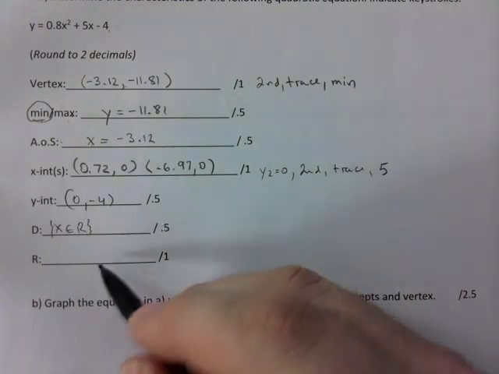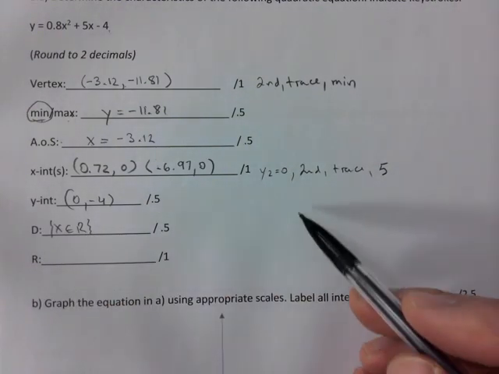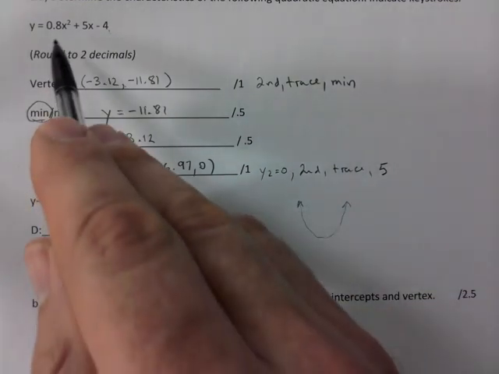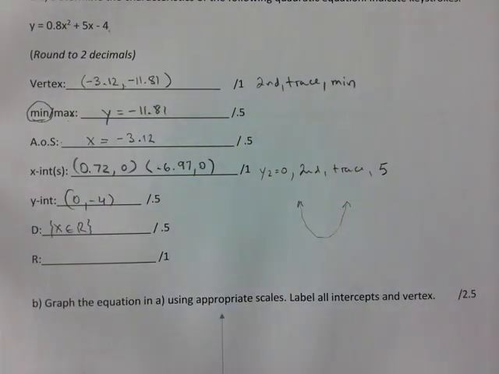So all the x values are accepted. And I'm just going to make a little note here. It's pointing up like this. I can tell by the a value. I can tell by my graph, everything.